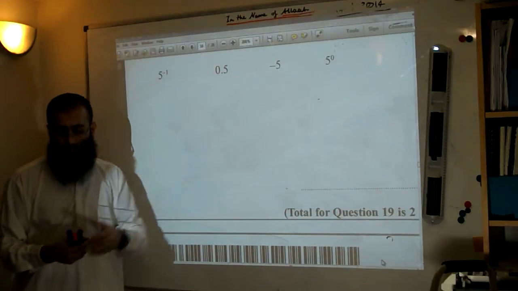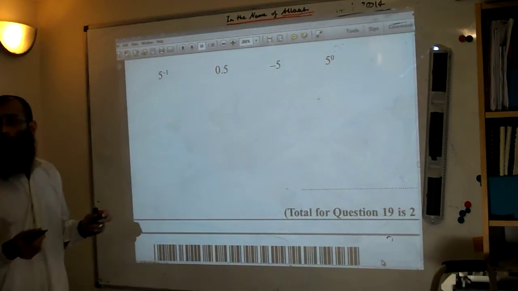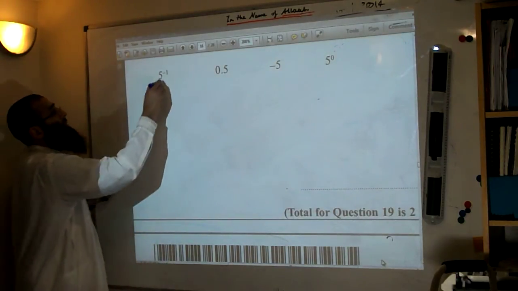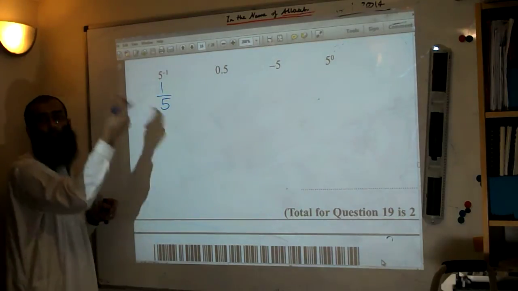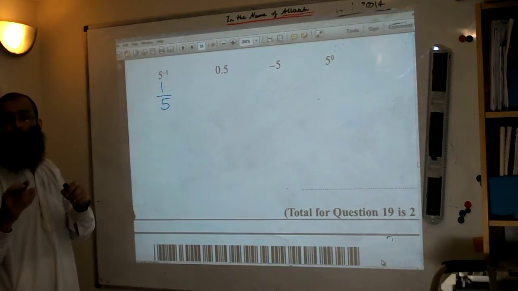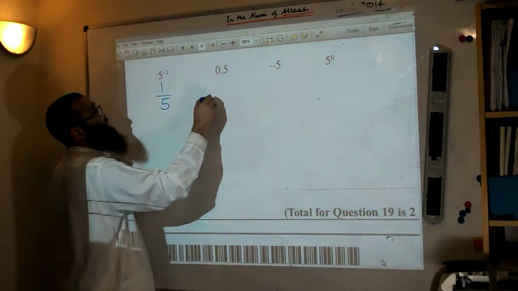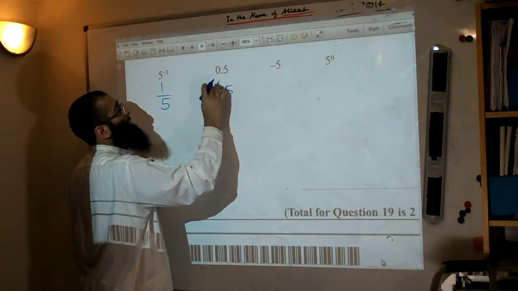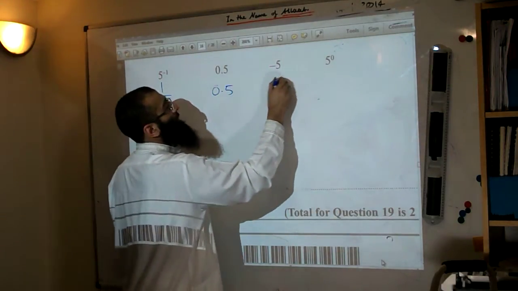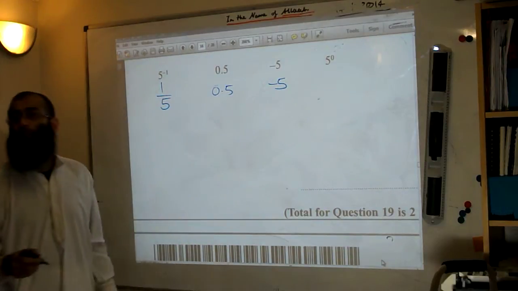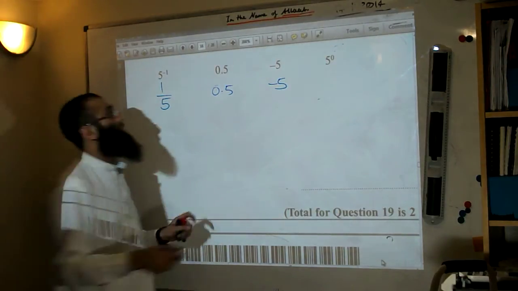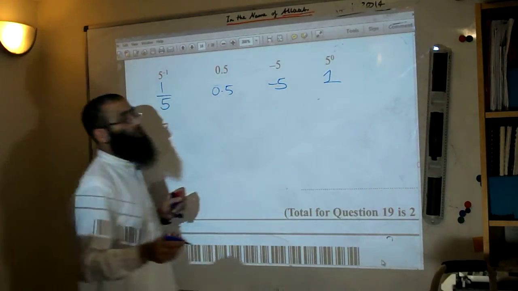We've got to put this in order of size. Right, what does 5 to the power of minus 1 mean? 1/5. The minus means the reciprocal, turned upside down. 0.5 is 0.5, as it is. Minus 5 is minus 5. Anything to the power of 0 is always 1.